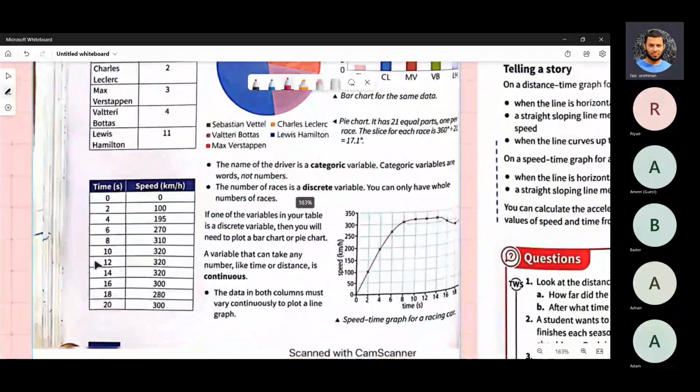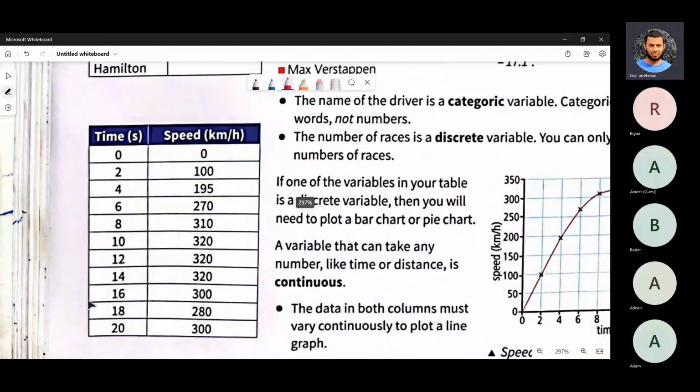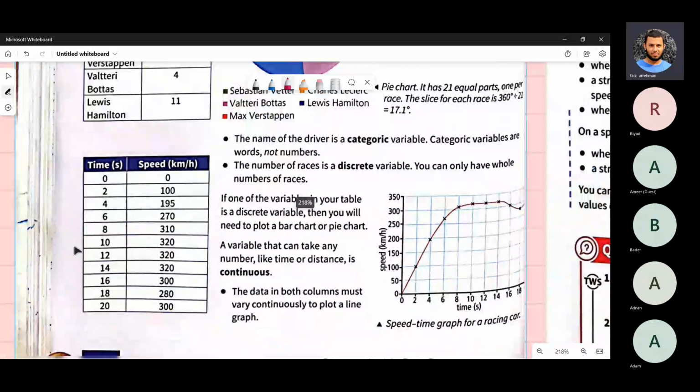Okay. Based on this graph, they created this line graph, because 2 is plotted with 100, and 4 with 195, something less than 200. And then after plotting the points, they joined these points by hand.